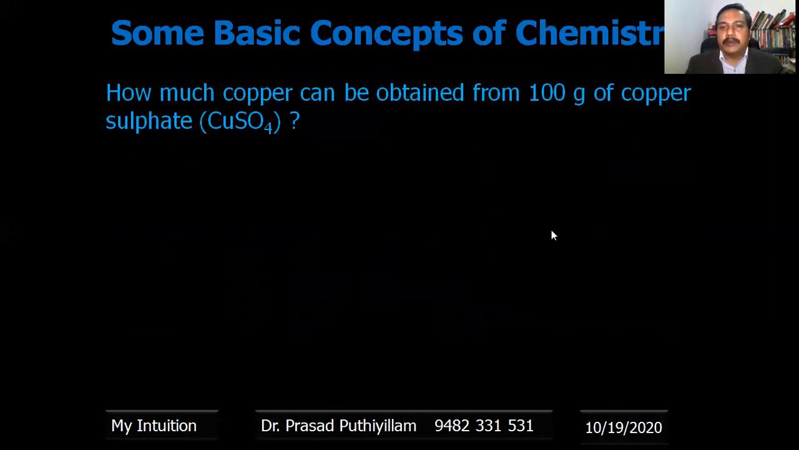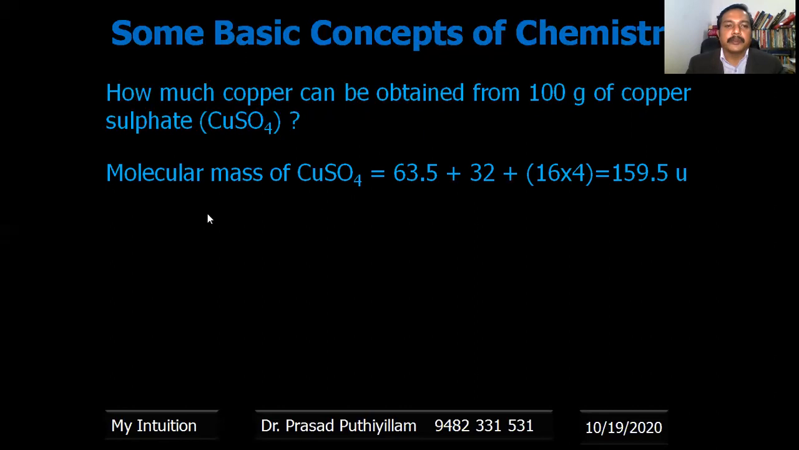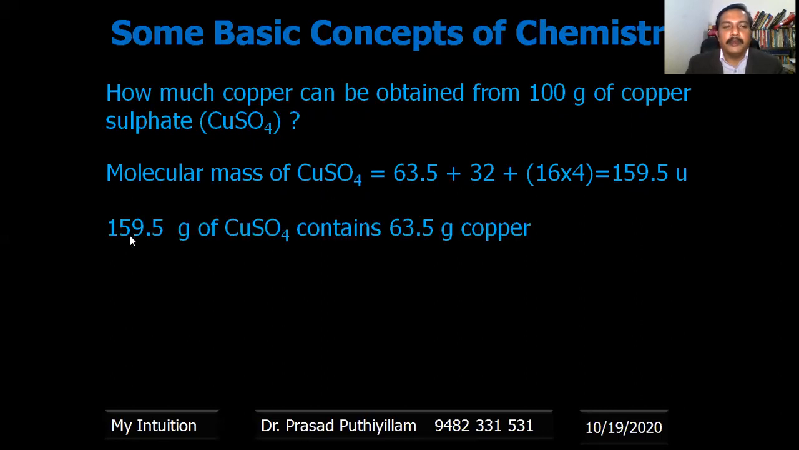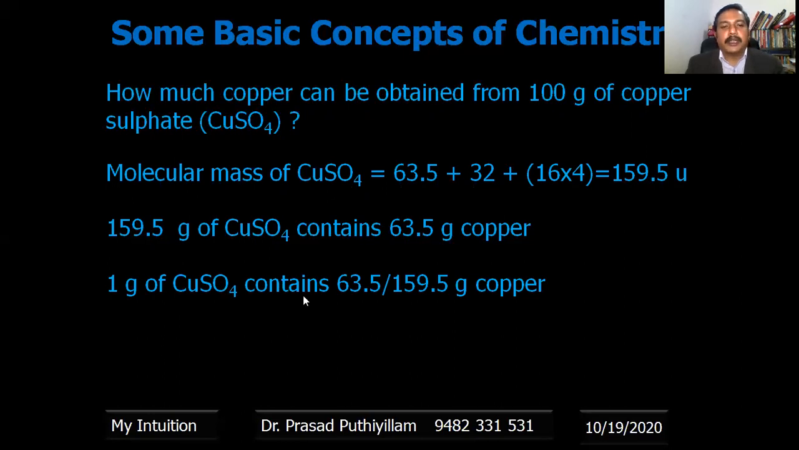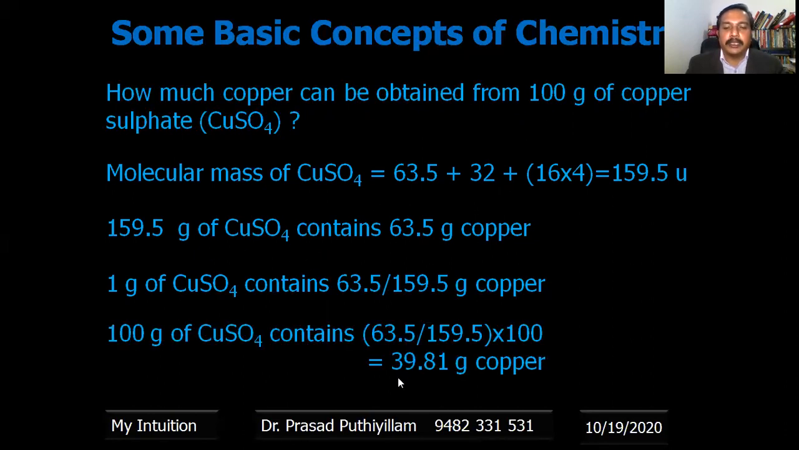How much copper can be obtained from 100 gram of copper sulfate, CuSO4? Molecular mass of copper sulfate we can calculate easily. No other values are given, therefore straight away calculate molecular mass, that is 159.5 u. Then 159.5 gram of copper sulfate will contain 63.5 gram of copper, that is its atomic mass. Therefore, 1 gram of copper sulfate contains 63.5 upon 159.5 gram of copper, and we have 100 grams. 100 gram of copper sulfate will contain 39.81 gram of copper.